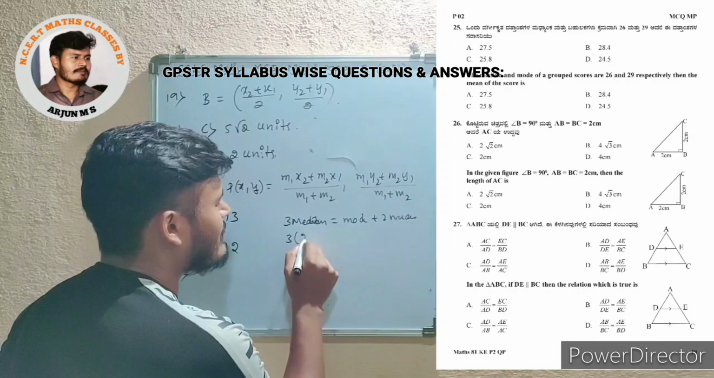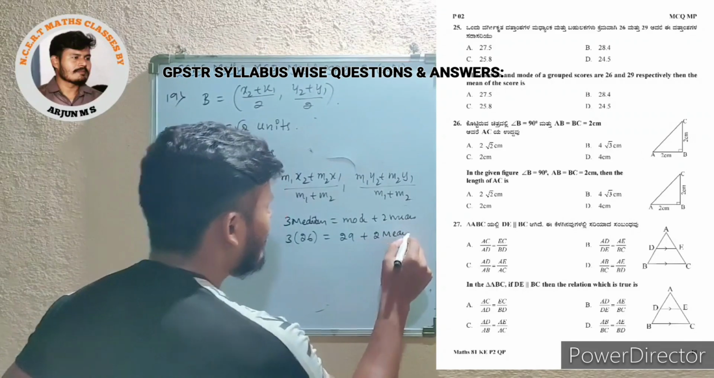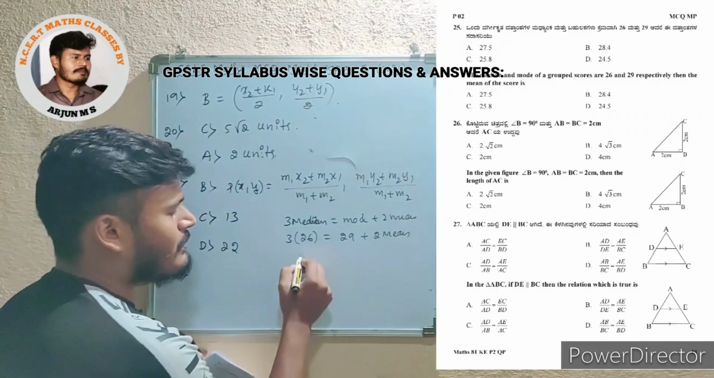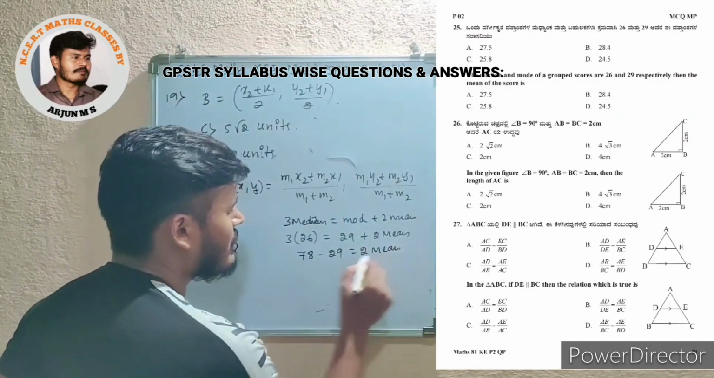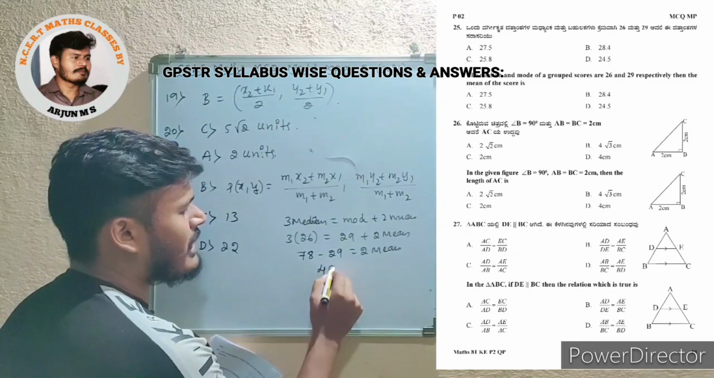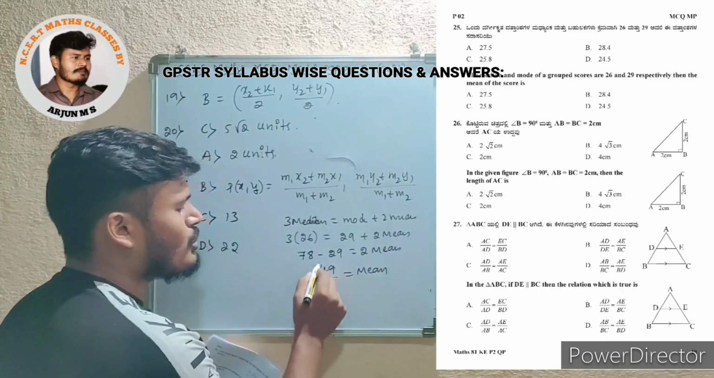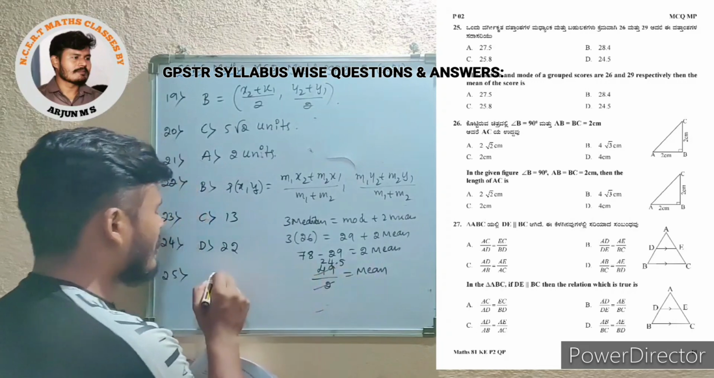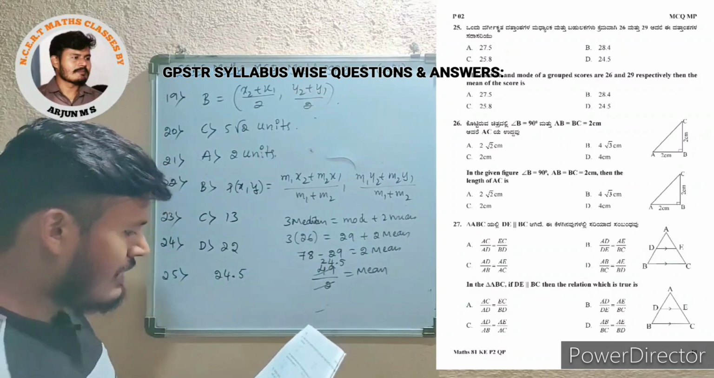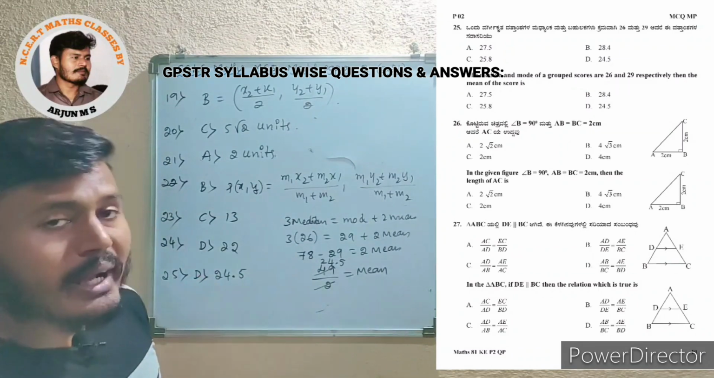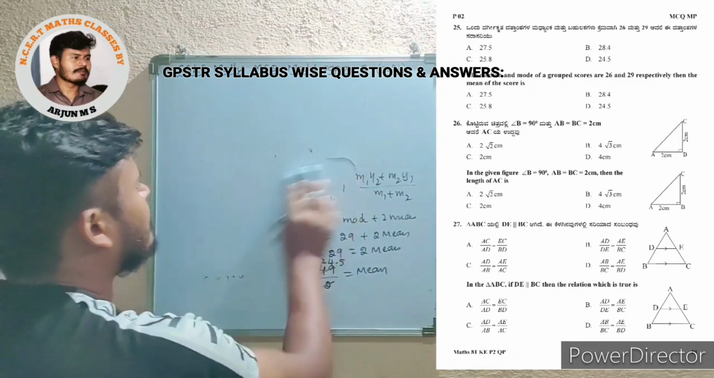So 3 times median, which is 26, is equal to mode, which is 29, plus 2 mean. So 3 into 26 is equal to 78. Transpose 29 to LHS, we get 2 mean. So 78 minus 29, which is equal to 49, divided by 2. Transpose 2 to LHS, we get 49 divided by 2, which is 24.5. So 24.5 is the answer. You just observe here, option D is the correct answer, 24.5. So let us move to the next question, that is the 26th question.